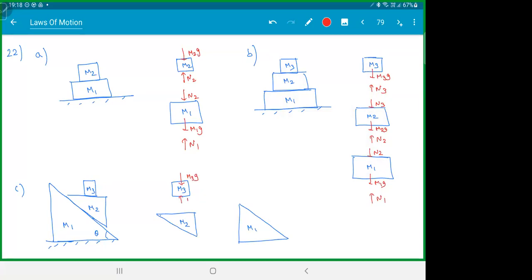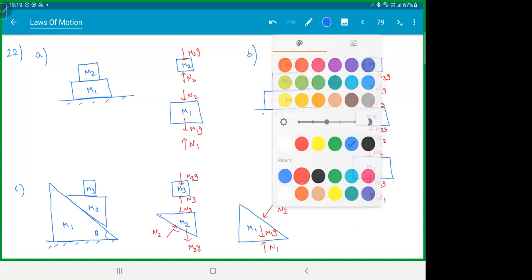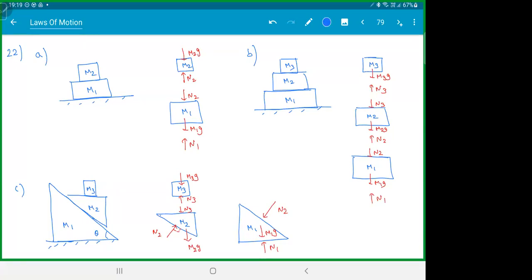Your own weight, N3. N3, remember normal reaction is perpendicular to the surface. N2 should be like this. That should be perpendicular to that. Make sure your weight is always down, M2G. I know components and all. Right now we're not bothered about it. So on M1, this would be N2. This would be your own weight mg, and this would be your N1. Please check. Any doubts on ABC? Please ask.